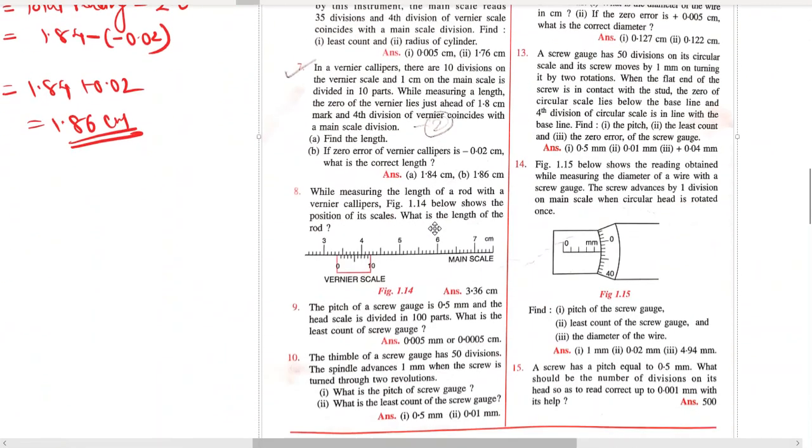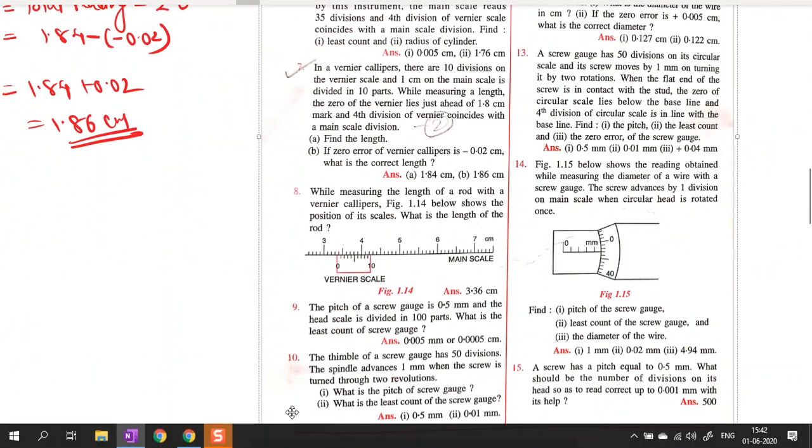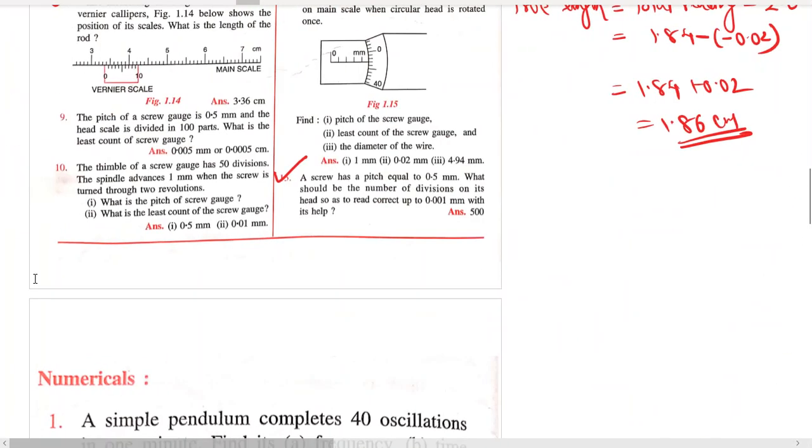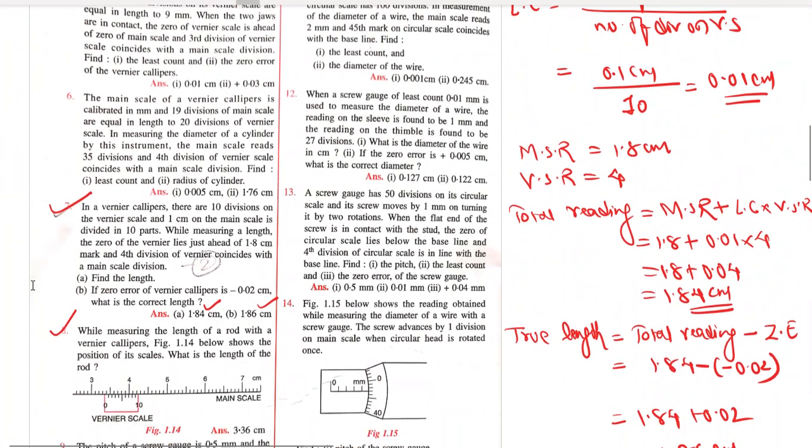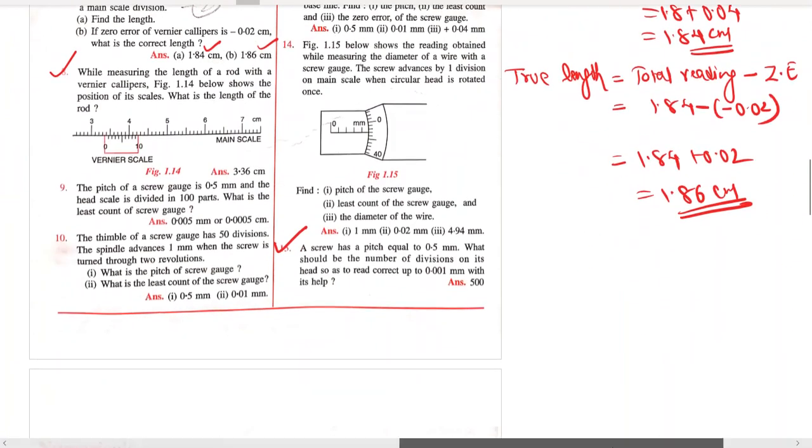Okay, so question number 8, that's what it was, right? 8th, and then it is 15th. Great.